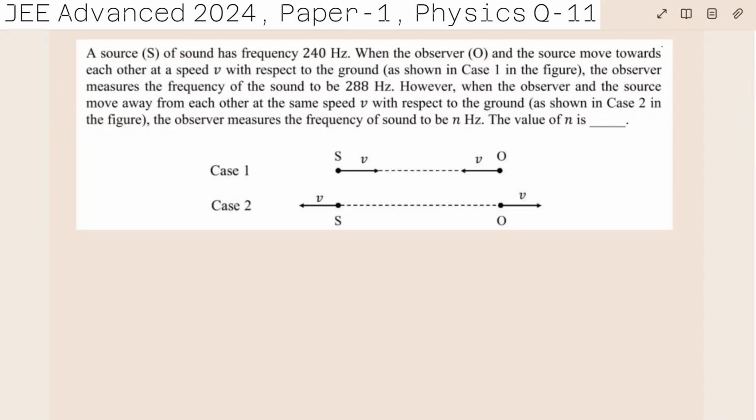So welcome everyone. Let's solve this problem. Why did we choose this problem? Actually, this problem came in this year's 2024 JEE Advanced Paper 1. So what this problem states is the following.